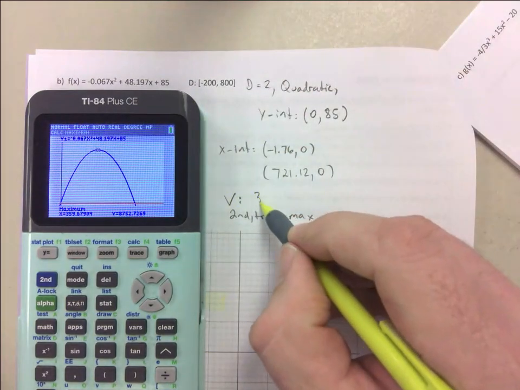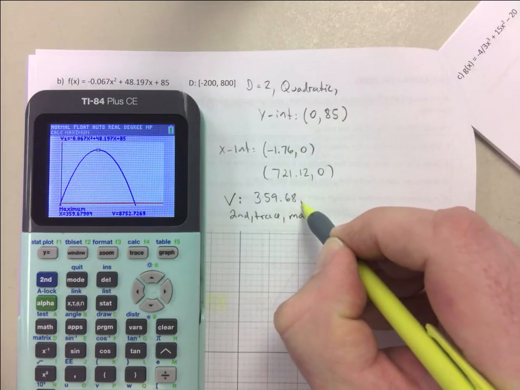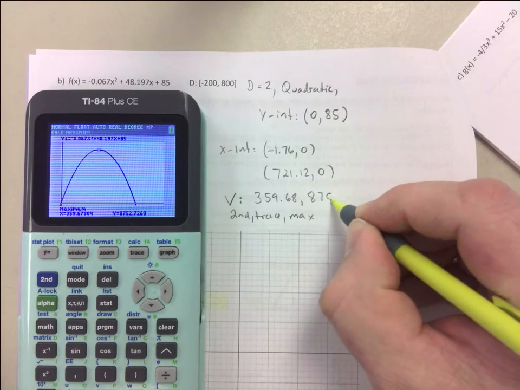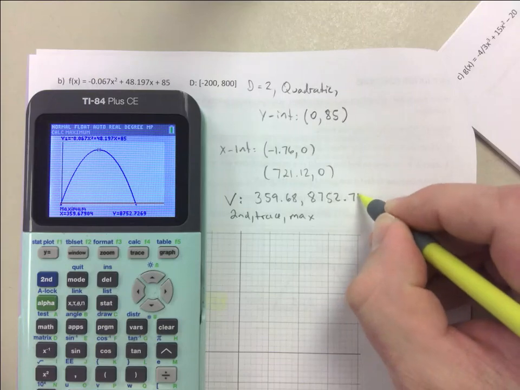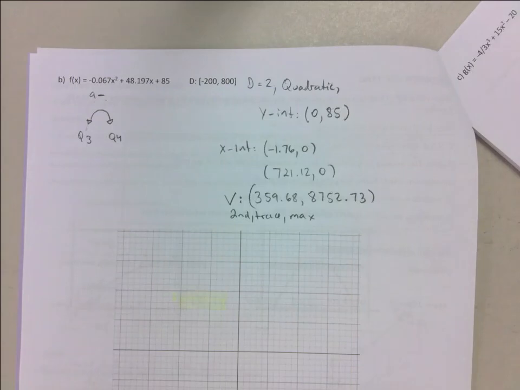That's 359.68. Watch this, 8,752.73. So it makes it a little bit more complicated when it's a quadratic because you've got to find that turning point.